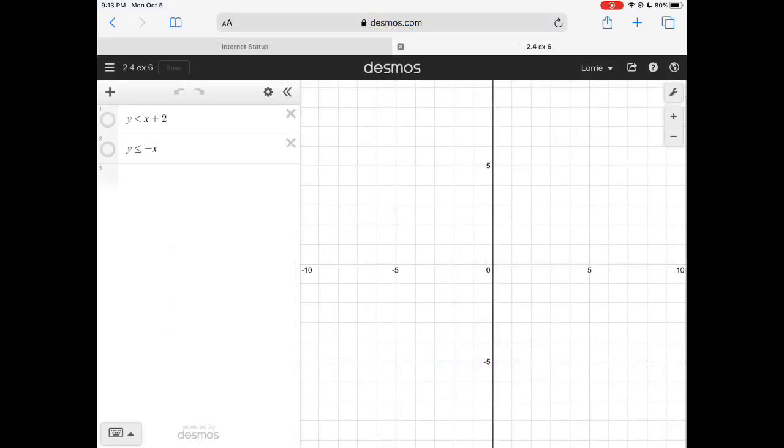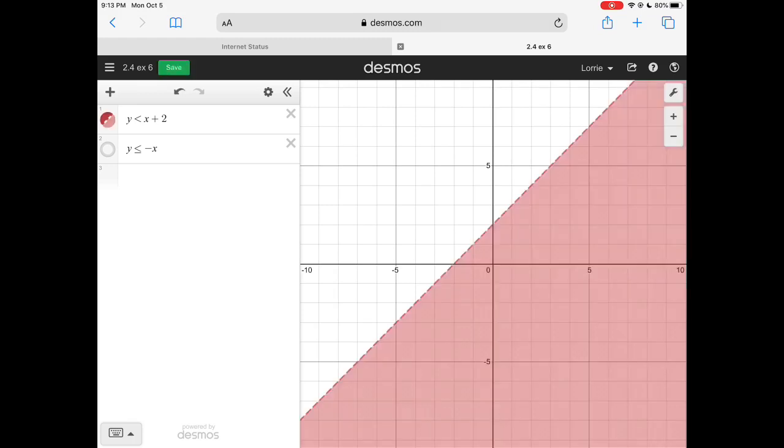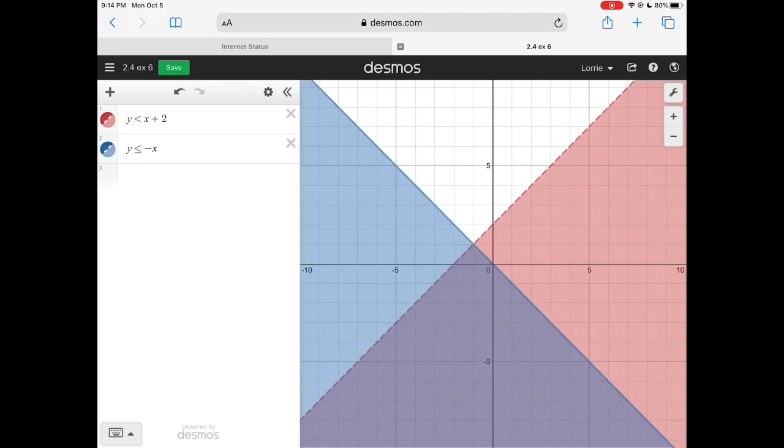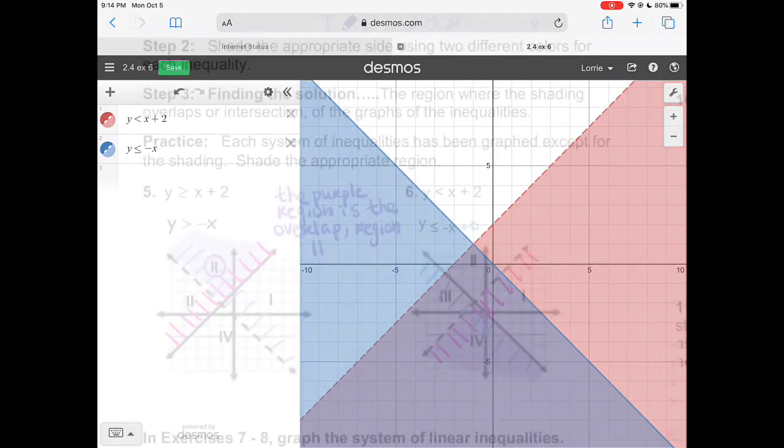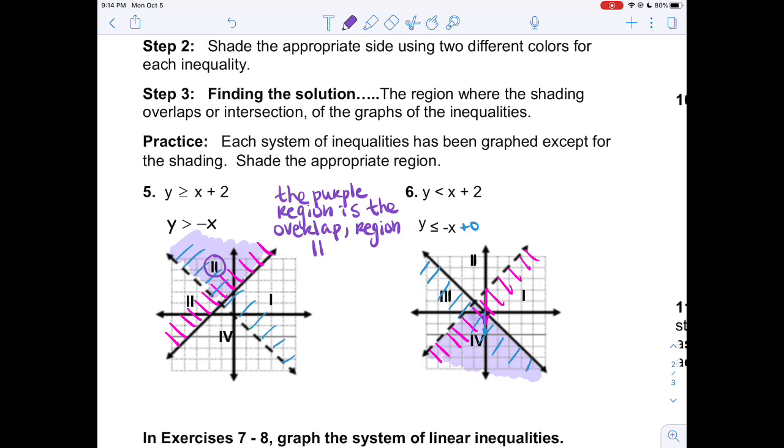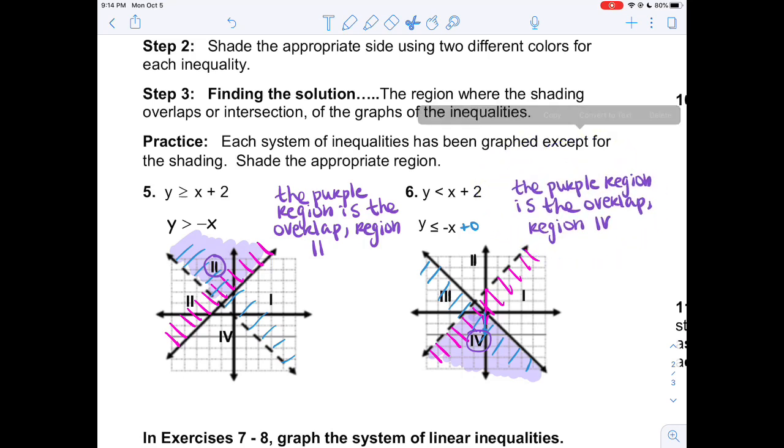Here we are in Desmos, and I want to show you the two equations. The first one was y is less than x plus 2, and we appropriately shaded down below that line. And then y is less than or equal to negative x. Notice that it's a solid line, and we also shaded below that. The purple region is the area of overlap, and so that is our solution area. Let's just confirm that this is what our graph looks like back in our notes. Taking a look back at our notes now, yes, that purple shaded region matches what we saw in Desmos, and it's in region 4. So we can say that the purple region is the overlap and that is region 4.